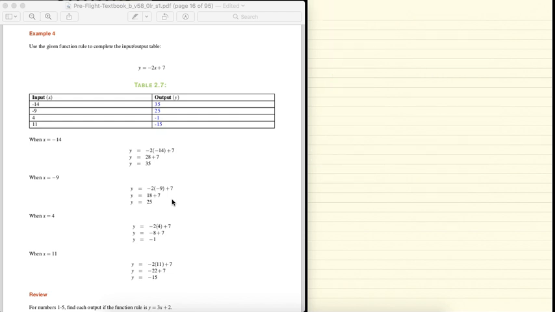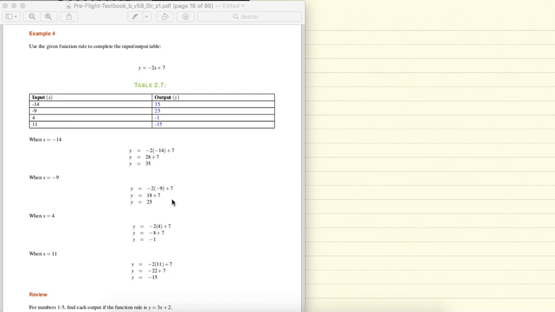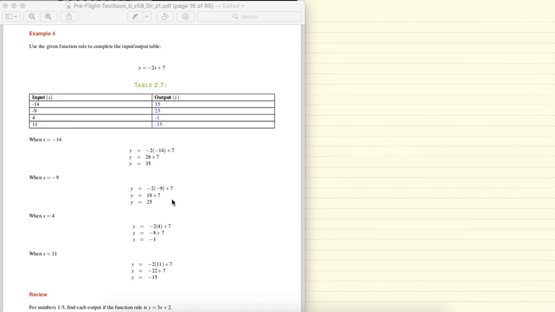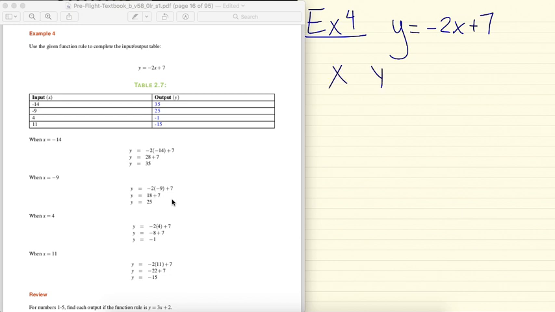So I'm going to get me a clean page. Okay. So example 4, we're using the equation negative 2x plus 7. So I'm going to create my input-output table, or my xy table, with that information. The x's they're telling me to use are negative 14, negative 9, 4, and 11.